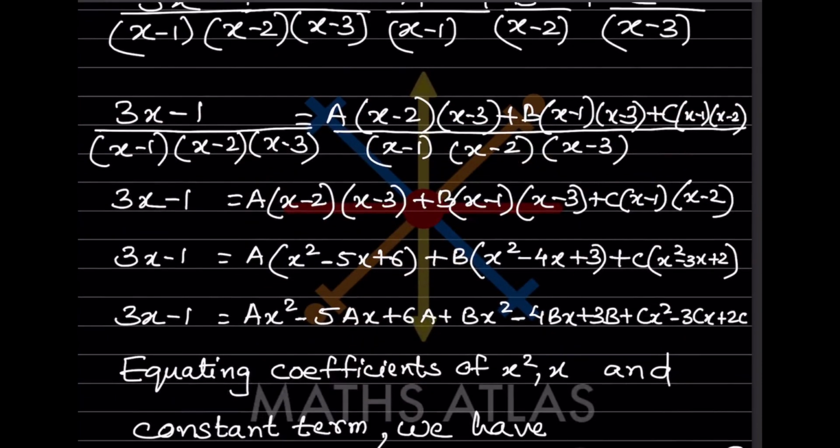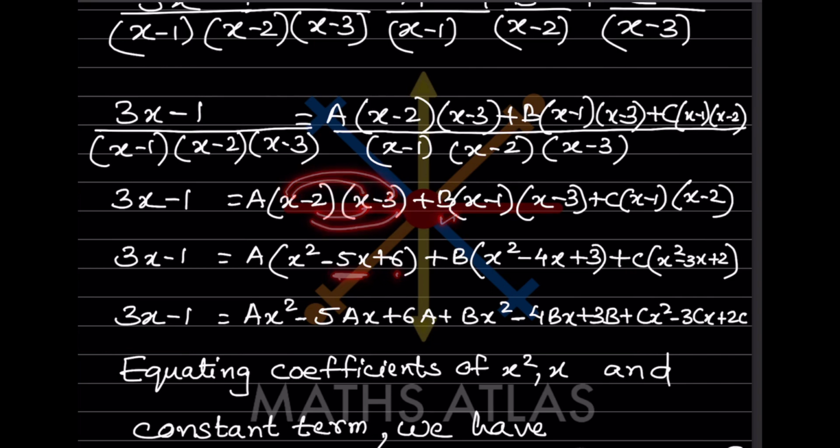So what will you do now? 3x minus 1 is equal to a into, when we expand this one, you can just check it. When we write here x minus 2, that will be x square minus 3x minus 2x plus 6. So minus 3x minus 2x is going to be minus 5x, and plus 6.